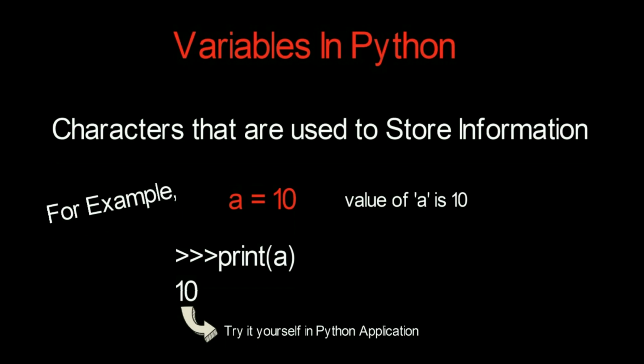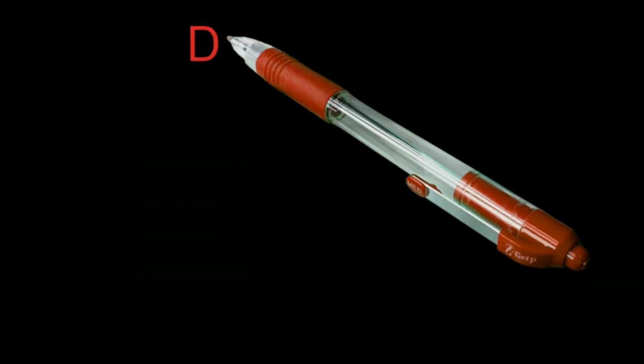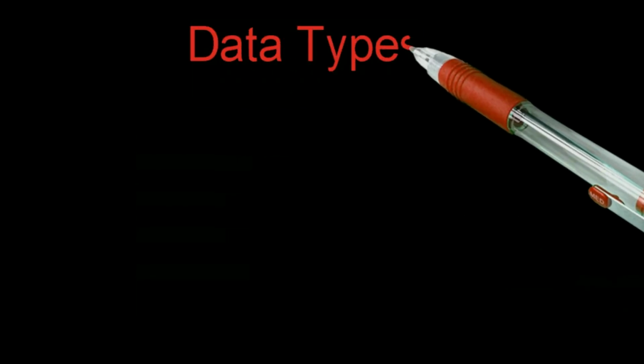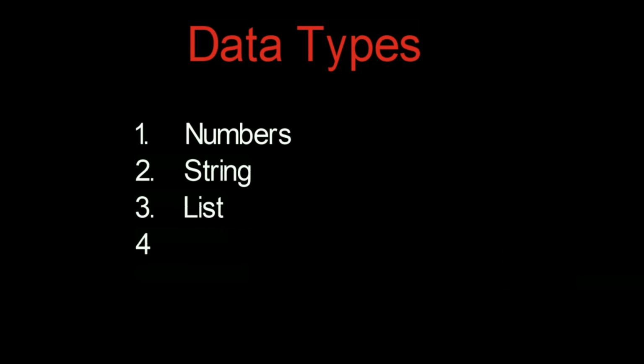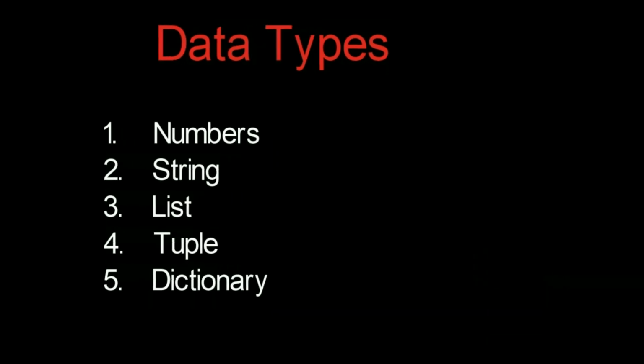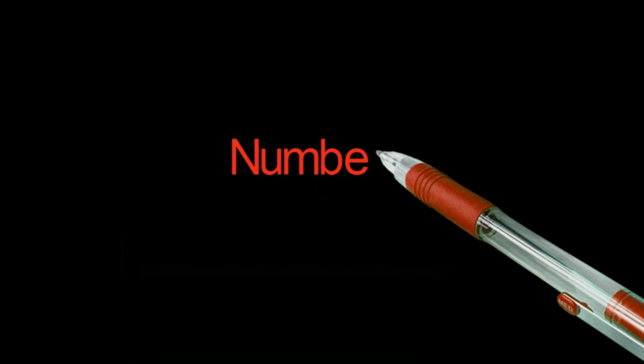Now moving on, variables can hold different types of data. These types of data are referred to as data types. Python generally has 5 data types, which are first numbers, second string, third list, fourth tuple, and fifth dictionary. For now, we'll see numbers and string. Firstly, as the name suggests, numbers. These are used to store numerical information.